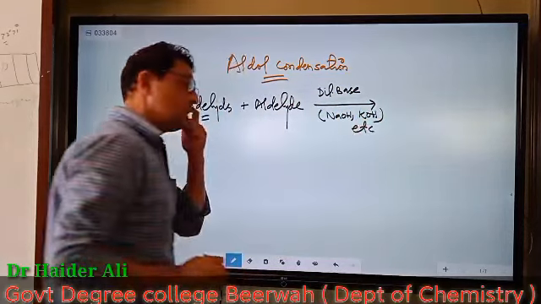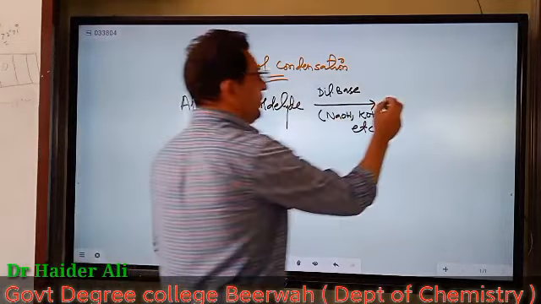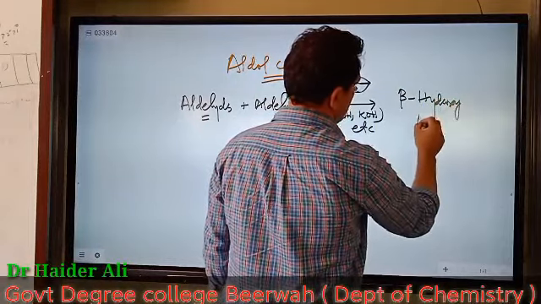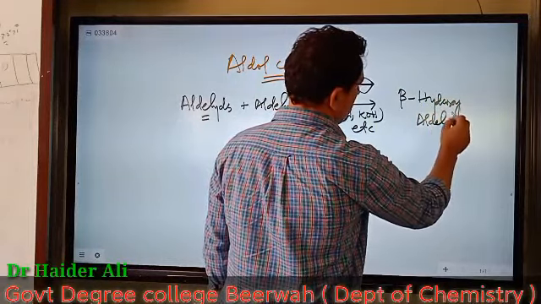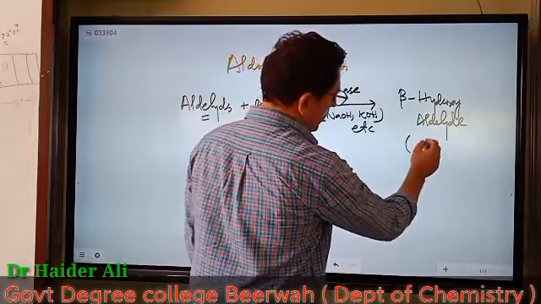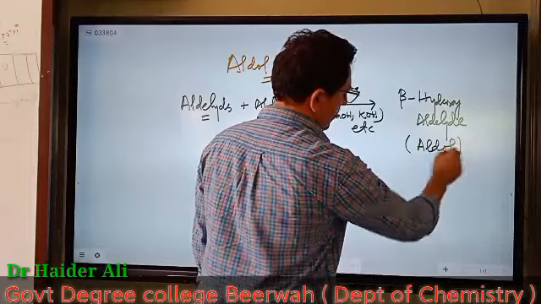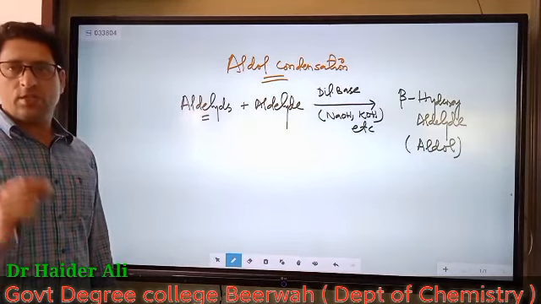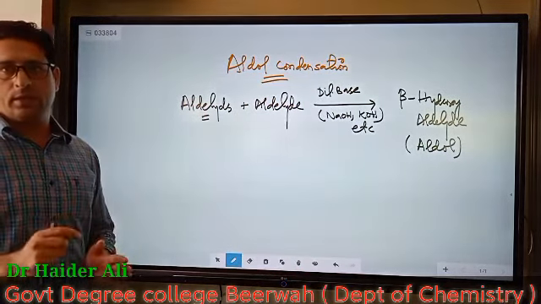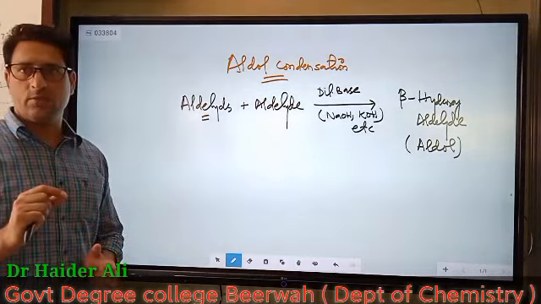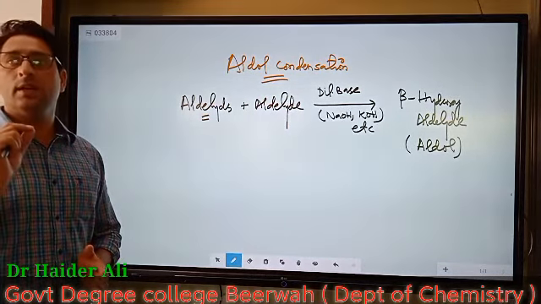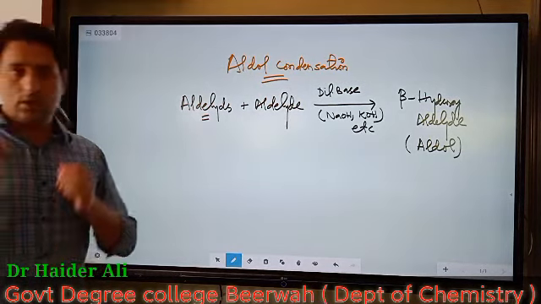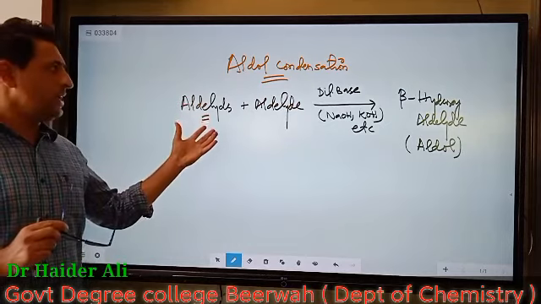Fine. Now you end up with beta hydroxy aldehyde. Beta hydroxy, this is the product. You end up with beta hydroxy aldehyde. That's also called as aldol. Fine? You got it? So simply in Aldol condensation, we take aldehydes, we condense them together in presence of dilute base, fine, to form beta hydroxy aldehyde, right? And those beta hydroxy aldehydes are called as aldols. You got it? Fine. Or you can take ketones as well.